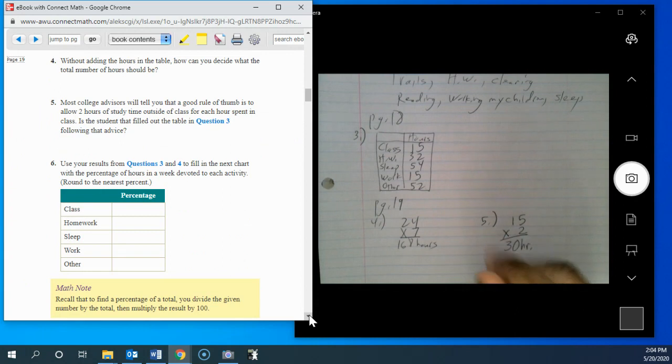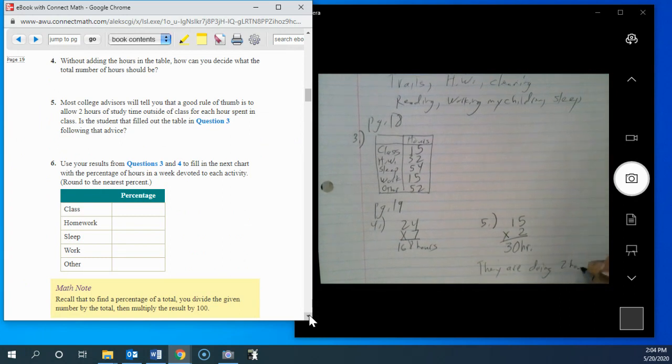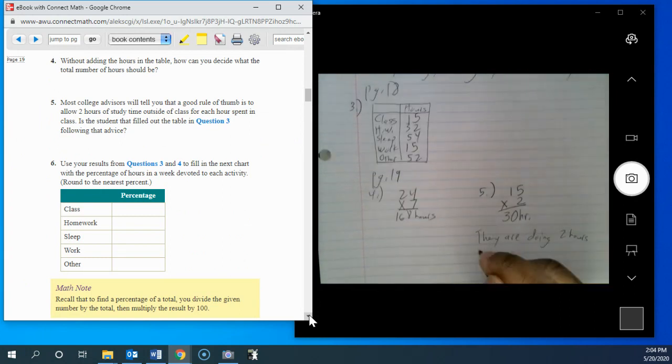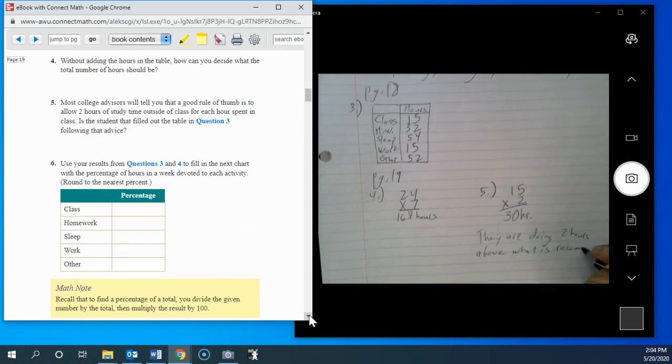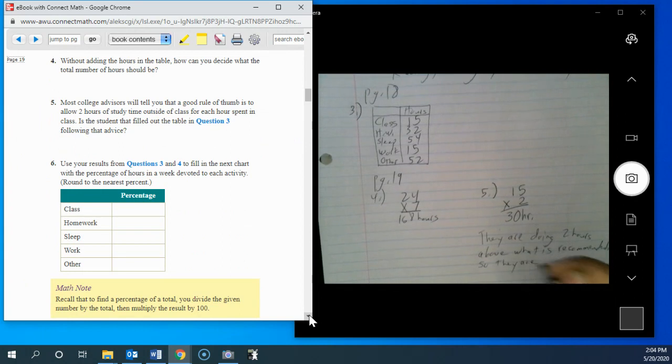So we will put they are doing 2 hours above what is recommended. So they are doing well.